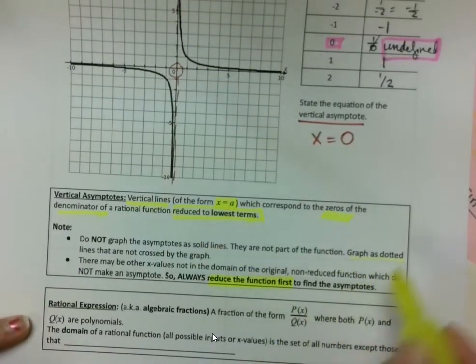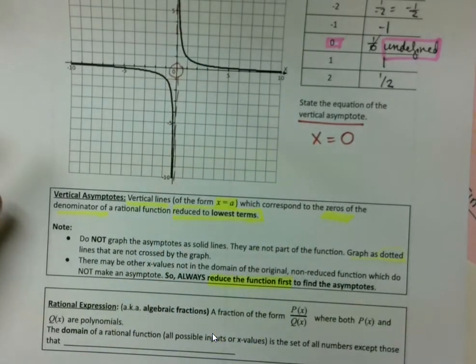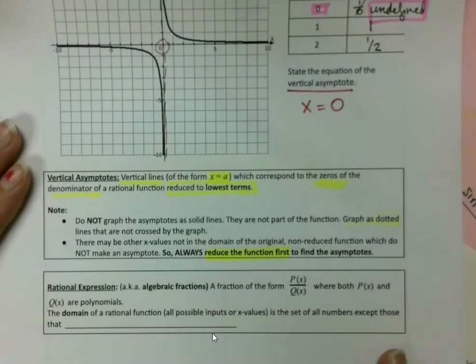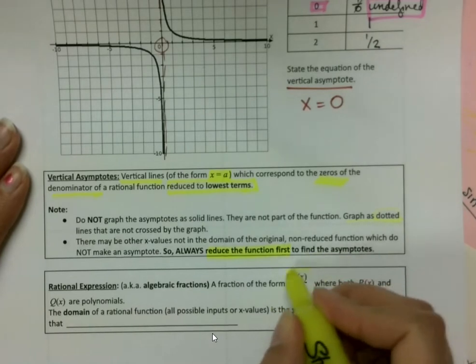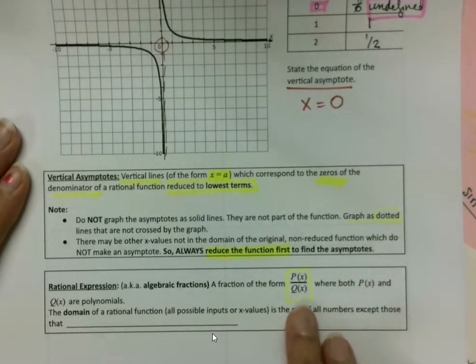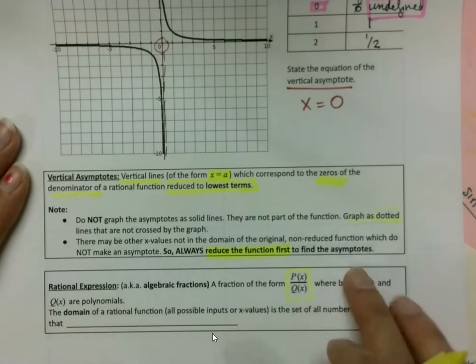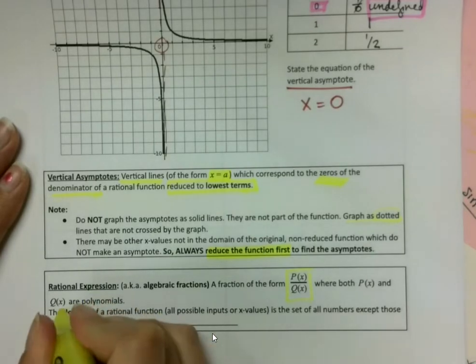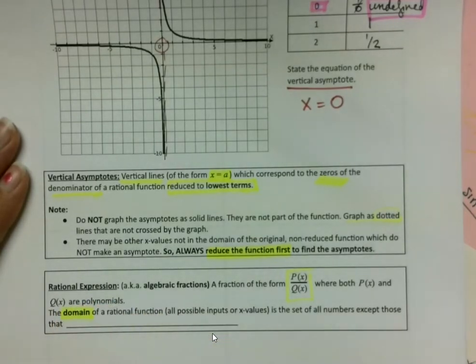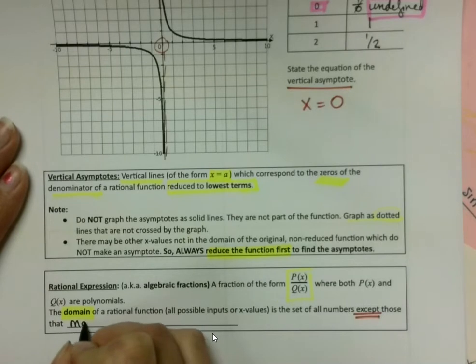If you want to graph them, you must use those dotted lines, like I dotted that red line in right there. All right. Now, rational expressions at the bottom here, aka algebraic fractions, like that 1 over x, can be in the form of any polynomial divided by any other. So p of x and q of x are polynomials. You have a polynomial in the numerator and a polynomial in the denominator. Now, specifically, the domain, which is what we're talking about here, of the rational functions is a set of all numbers except those that make the denominator 0. That make your denominator equal to 0.